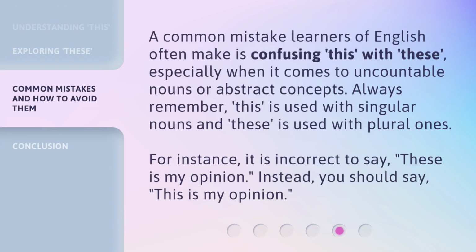A common mistake learners of English often make is confusing this with these, especially when it comes to uncountable nouns or abstract concepts. Always remember, this is used with singular nouns and these is used with plural ones. For instance, it is incorrect to say, "These is my opinion." Instead, you should say, "This is my opinion."